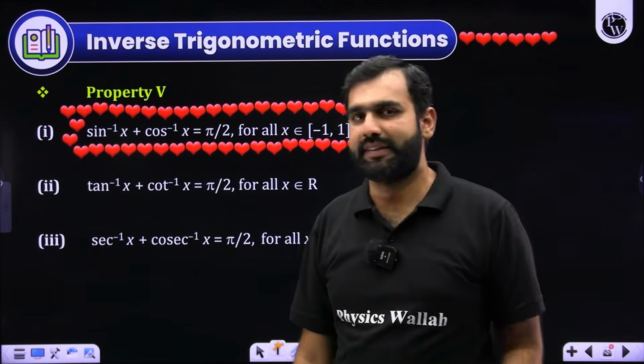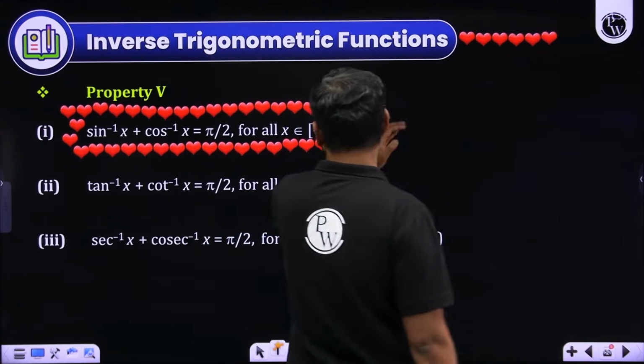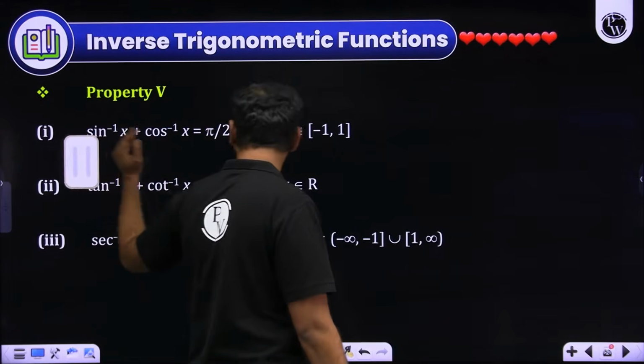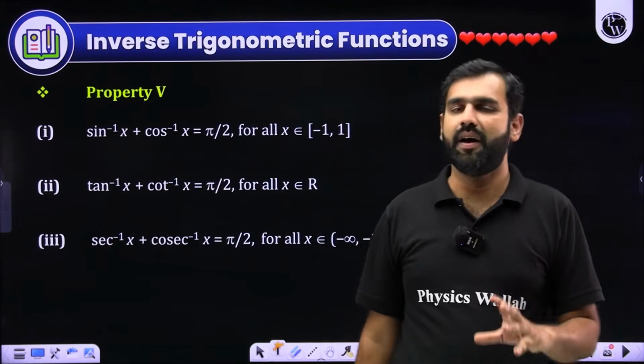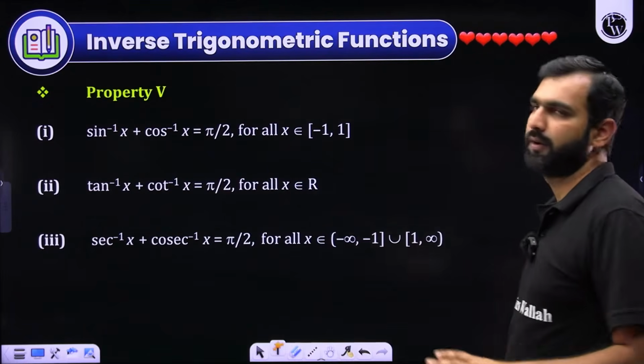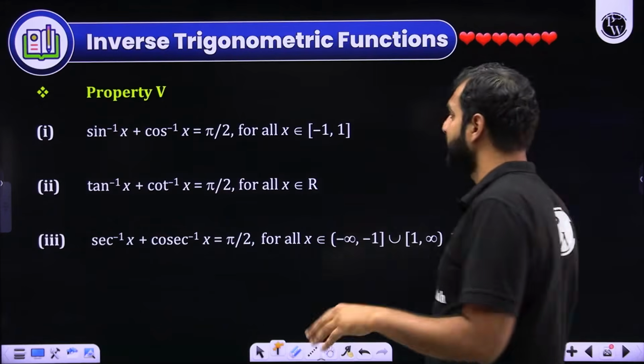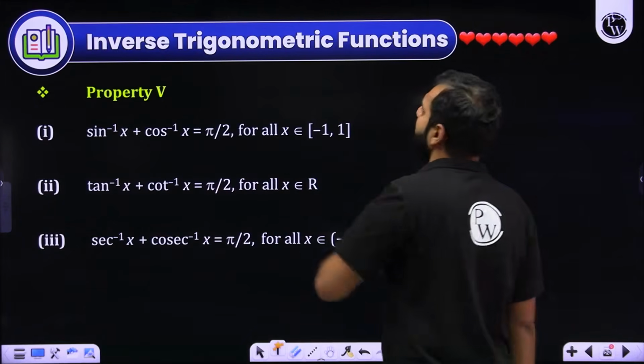So a lot of us actually get confused with this fact that we are always in a rush to mark sine inverse x plus cos inverse x as pi by 2. No, that is not always true. Please understand, it will be pi by 2 as long as x is between minus 1 and 1.